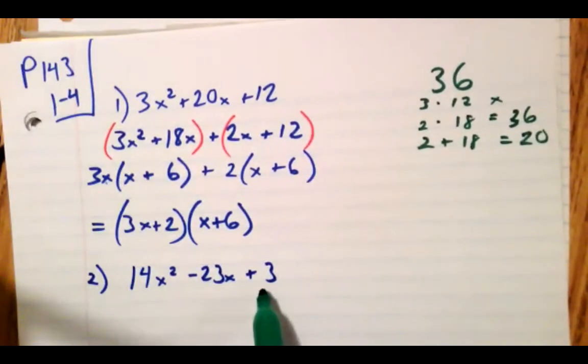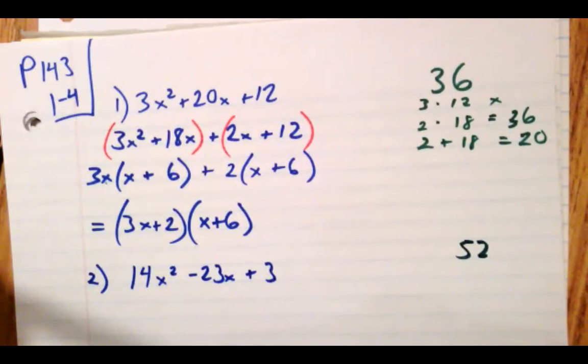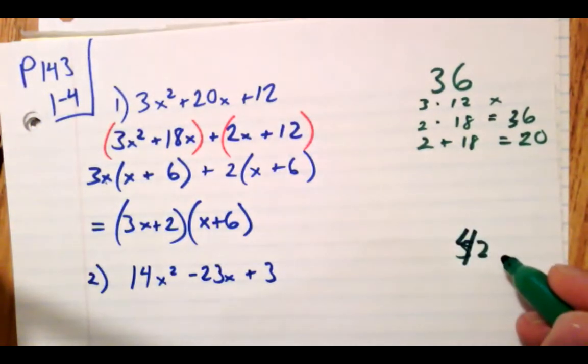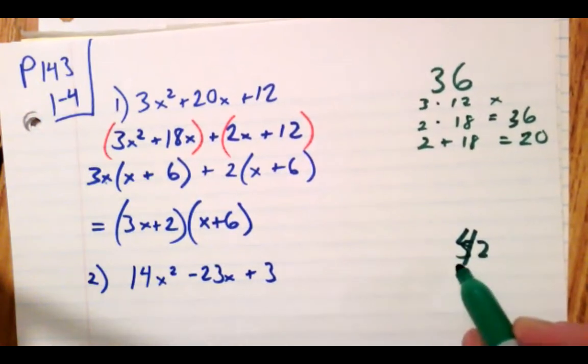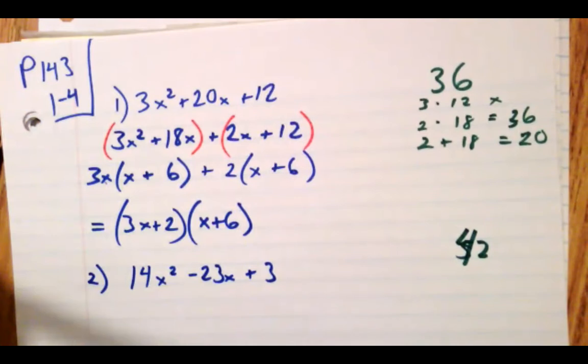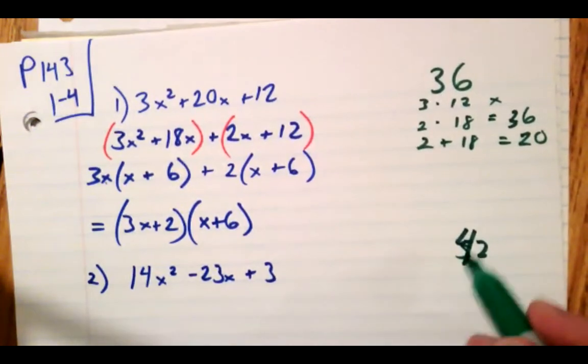But 14 times 3, what's 14 times 3? 28, 52. Is that right? 14 times 3 is 42. Yeah, because 6 times 7 is 42. Okay, goodness gracious. So now we find 2 numbers that multiply to get 42, positive or negative, with a sum of negative 23. When you add them together, they're going to add up to negative 23. So probably two negative numbers.